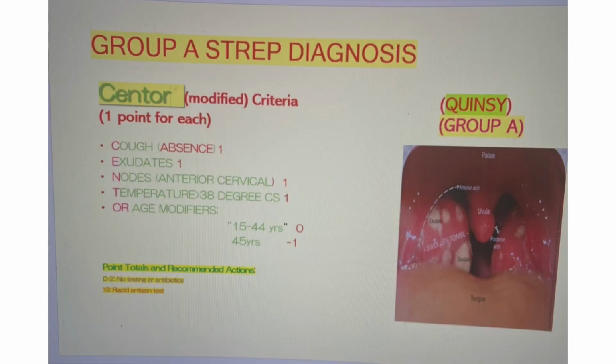Next is how to diagnose group A strep throat infection. Before we discuss group A strep throat, we will talk about viral infection and how to diagnose viral cases. We already talked about how viral pharyngitis differs from bacterial. Viral has symptoms like cough, rhinorrhea, and upper respiratory tract infection, while bacterial pharyngitis doesn't have any cough. That is one of the major signs.